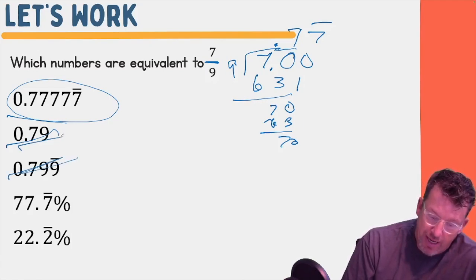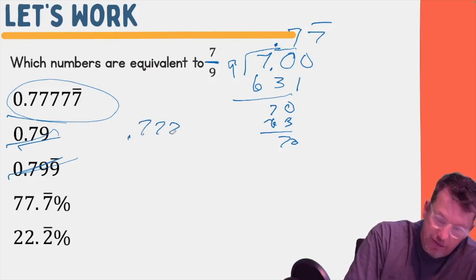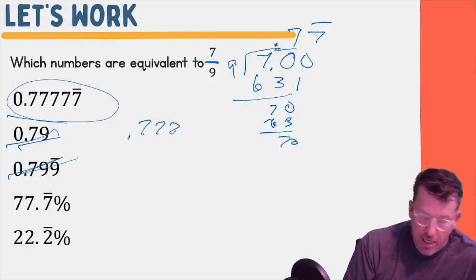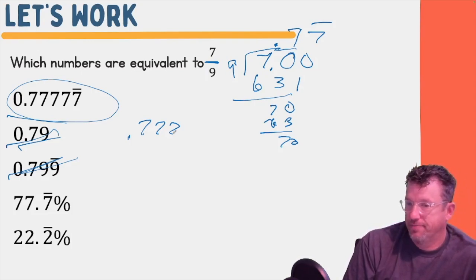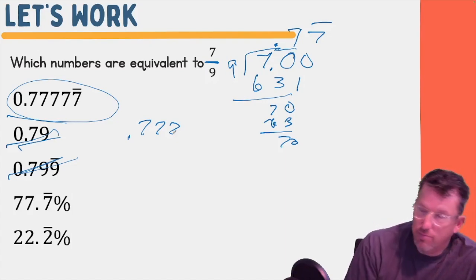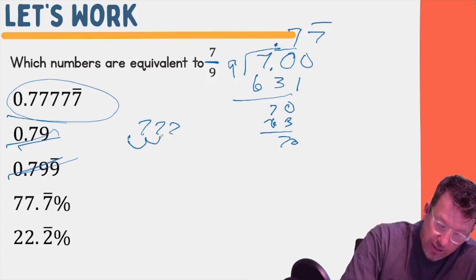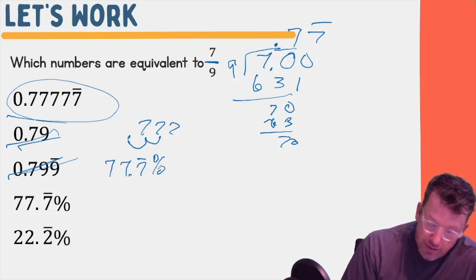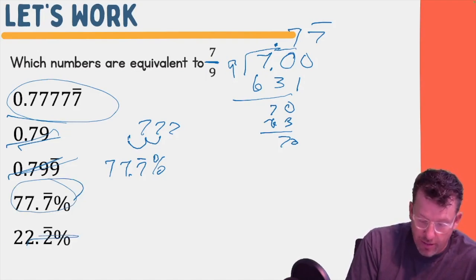Okay? And now how can we turn that into a percent? So we have 0.777. And if you remember from anything you've done in the past, if you want to turn a decimal into a percent, you have to move this decimal, because we're going to be multiplying it by 100, to move that decimal 2 places to get our percent. So we move it twice. Okay, so now we have 77.7 with a repeating bar, and that makes it a percent. Boom. So it would not be that one.